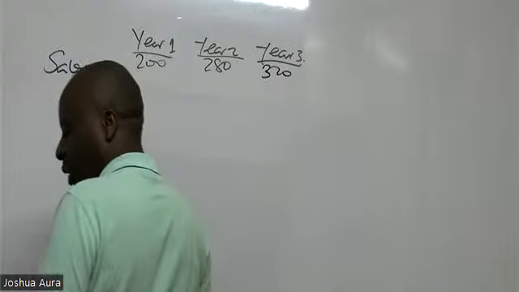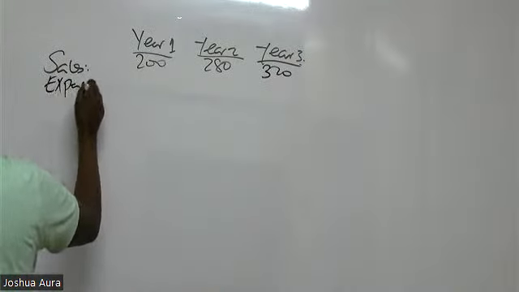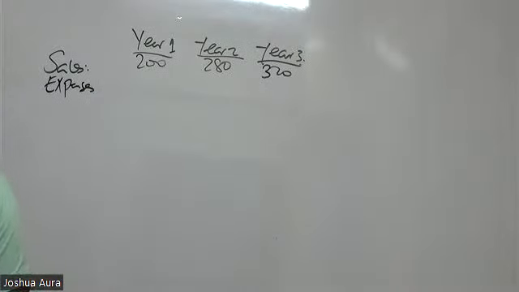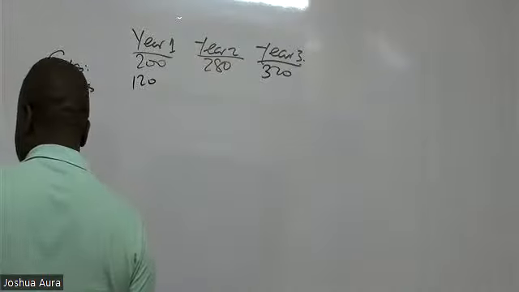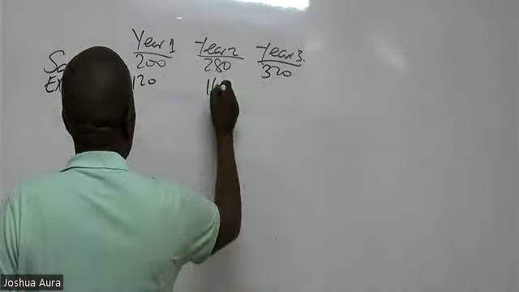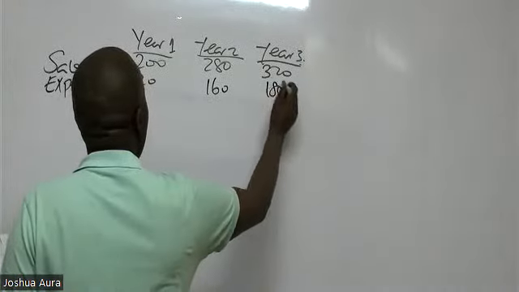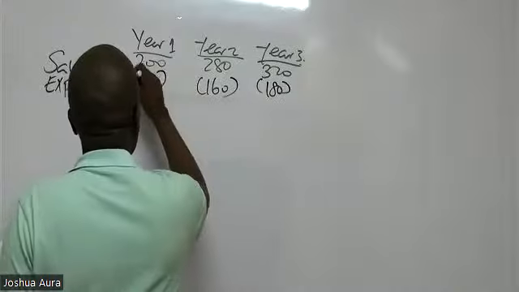From there, I can see expenses. Expenses, I can see 120, I can see 160, I can see 180. My figures are in millions. Expenses are to be deducted like that.